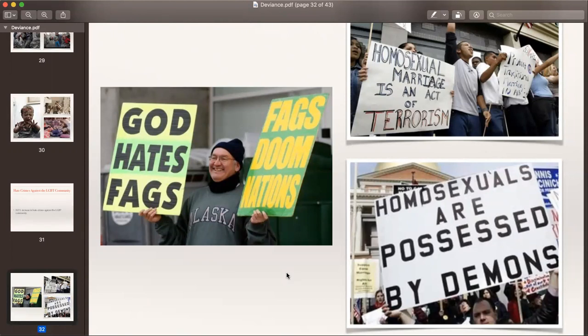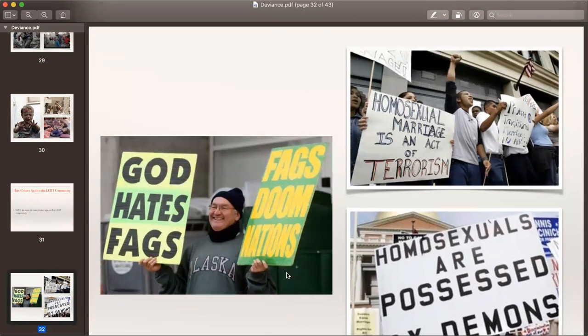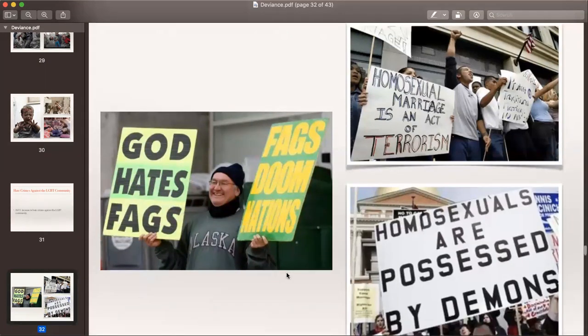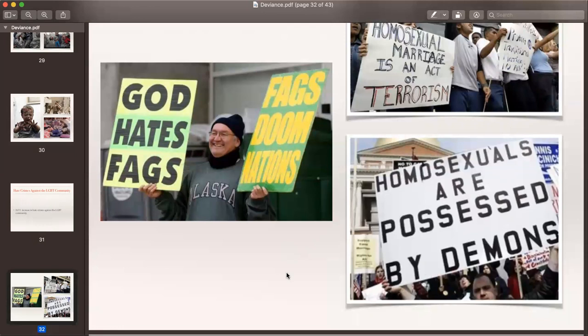They believe that homosexuality is like the worst thing to ever hit America. Their obsession with discriminating against the LGBT community is sickening. Look at this image on the right-hand side. Homosexual marriage is an act of terrorism. Really? An act of terrorism? Homosexuals are possessed by demons.